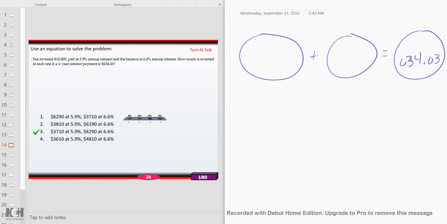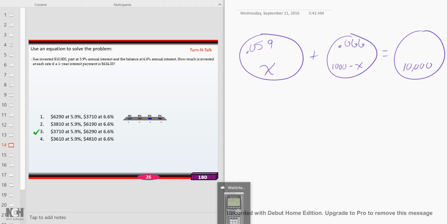Okay, so if we want to figure out how much is invested, she's got $10,000 total. Sorry, that should be my total. I don't know how much she's going to invest at 5.9%, which would be 0.059. I don't know. So that would leave 10,000 minus x to invest at 6.6%, which would be 0.066. Okay, and it says how much is invested at each rate if a one-year interest payment is $634.03.